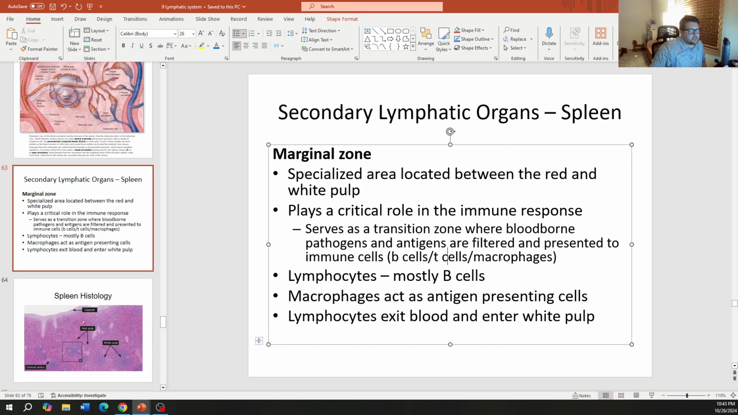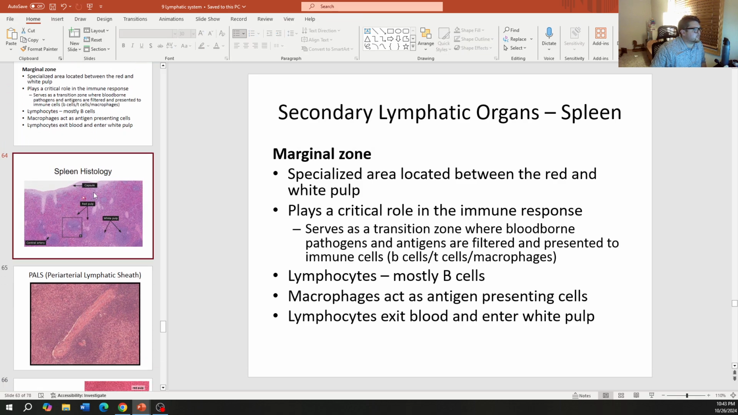The B cells, the T cells, and the macrophages. The lymphocytes, these are mostly B cells. Then they can produce antibodies. Macrophages act as antigen presenting cells. And then the lymphocytes can exit the blood and enter the white pulp here as well.